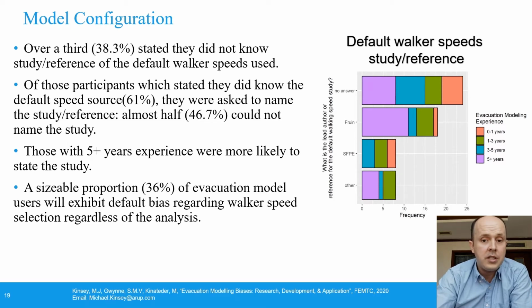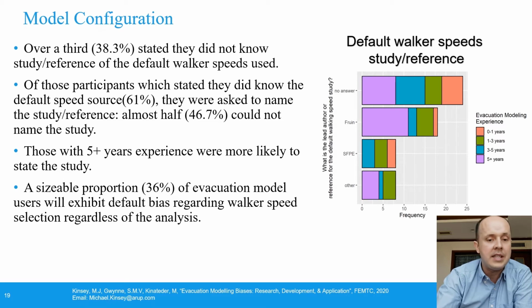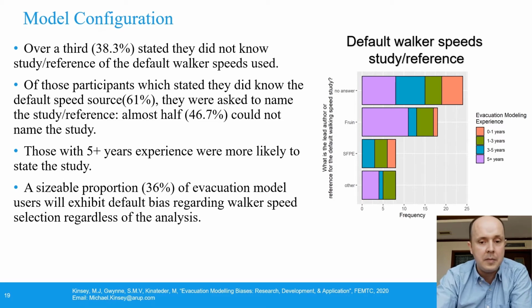Of the participants which stated they did know the default source, they were also asked to name the study because we wanted to push them to see if they really did know the study. Now, of those participants, almost a half could not name the study where the default walker speeds came from, even though they said they did. We also noticed that people with 5+ years experience were more likely to state the study, which was expected.